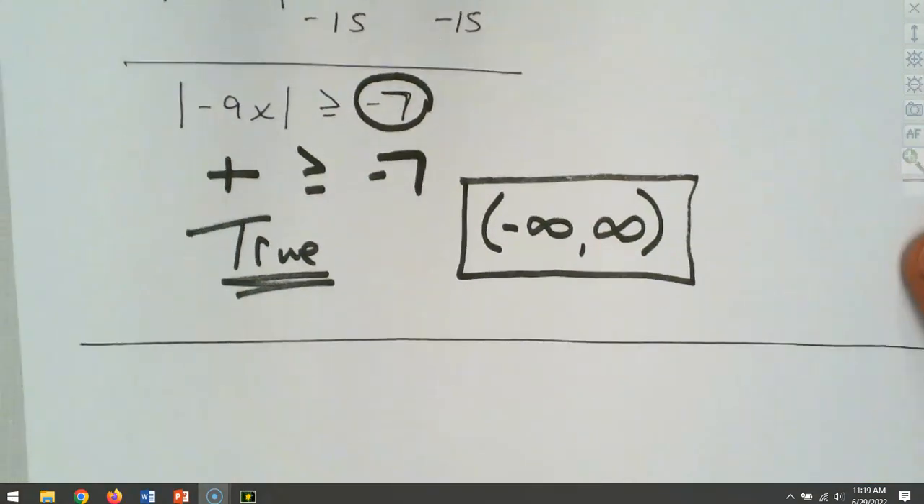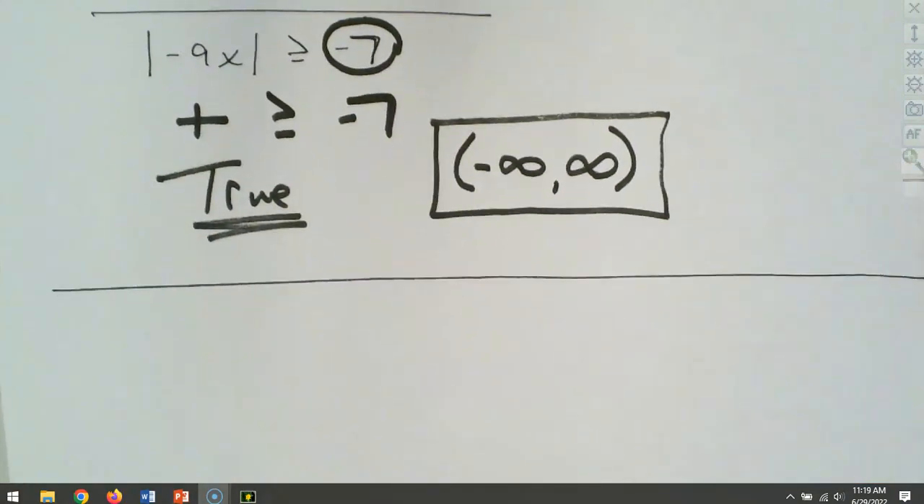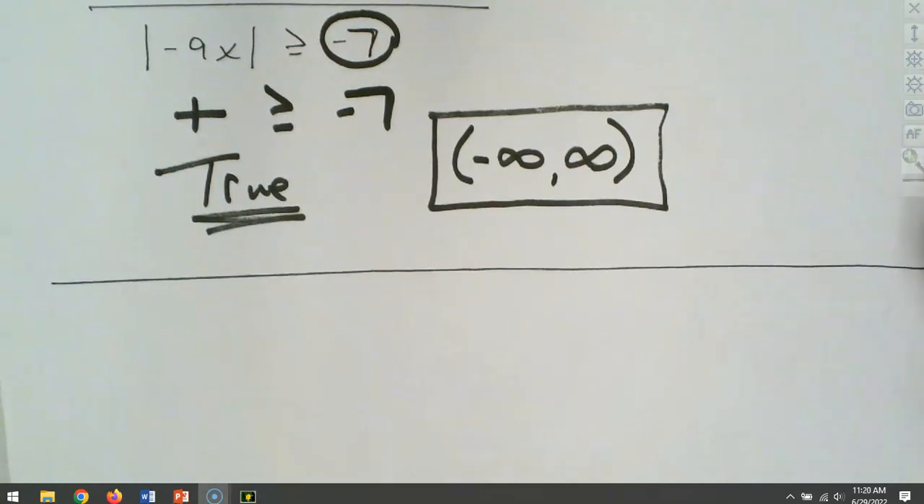Let's do one more, just to make sure we completely understand these and do not try to solve them when they're negative.